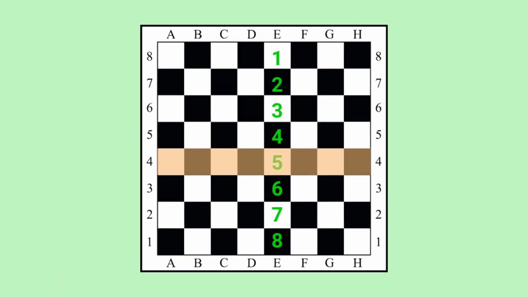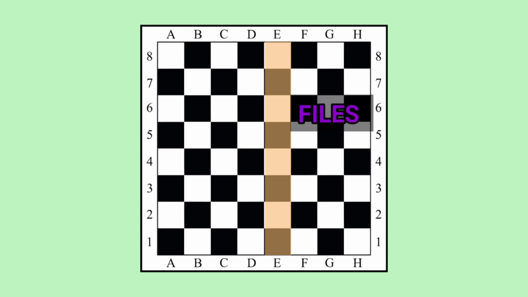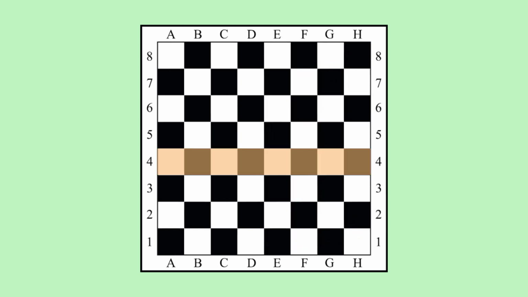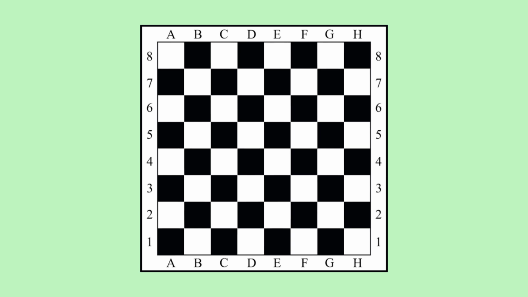The board used in chess is a square board with 8 vertical columns and 8 horizontal rows. The columns are called files, and they are identified by A, B, C, D, E, F, G, H. The rows on the other side are called ranks. They are identified by 1, 2, 3, 4, 5, 6, 7, 8. All these symbols are given on the edge of the board.